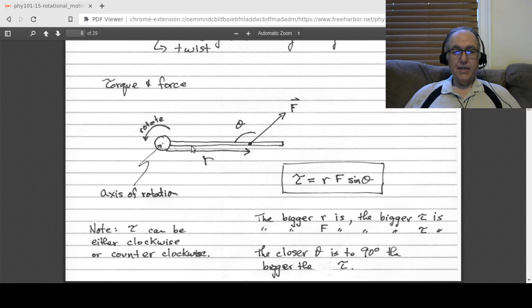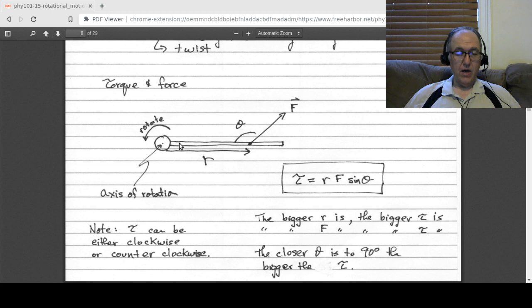R is the distance from the axis of rotation to where I apply that force. So picture that you're trying to loosen this bolt, and it's very difficult to loosen. If you apply the force very close to the axis, you're going to have to apply a lot of force to get this thing to turn. The further out on the arm you apply the force, the easier it's going to be to turn. The bigger r is, the more torque you get. The torque depends on how much force there is and how far that force is being applied from the axis.